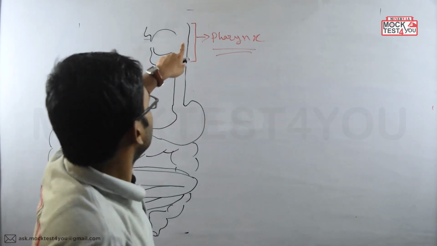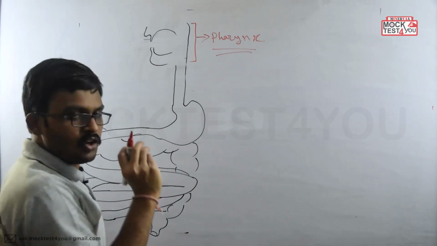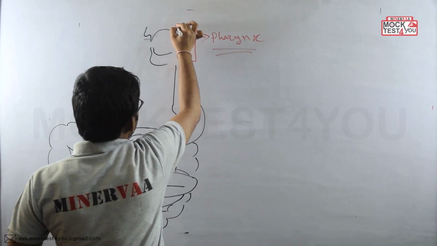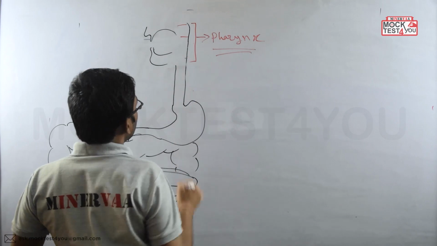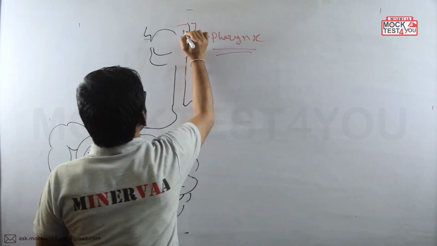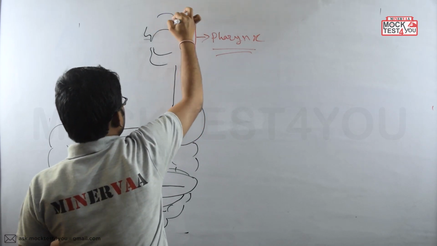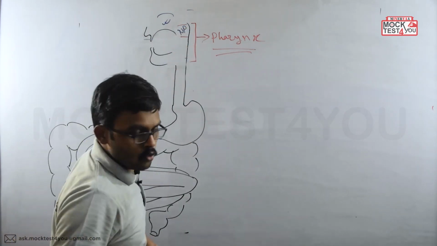Now here the pharynx region has three different parts. One portion is called the nasopharynx. Here, this upper portion is called the nasopharynx because it is connected directly with the nasal cavity over this region.